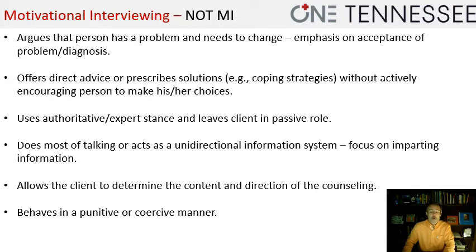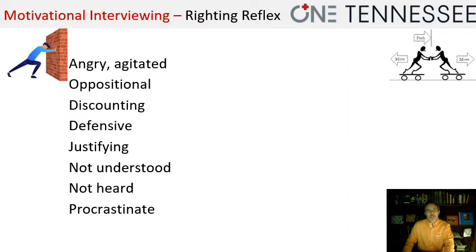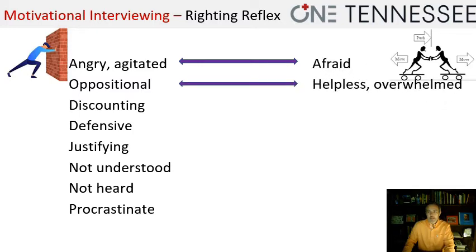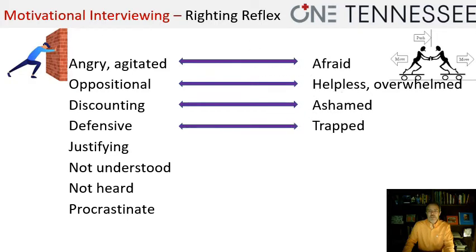When using motivational interviewing techniques, it's good to have a general understanding of the righting reflex. So when you look at the left side, that's an external manifestation of an internal feeling. So when you look at someone who might be angry or agitated, that really means that they're afraid. If they're oppositional, they may be feeling helpless or overwhelmed. If they're discounting, they may be ashamed. If they're defensive, they may feel trapped. If they're justifying, they may be overly disengaged.